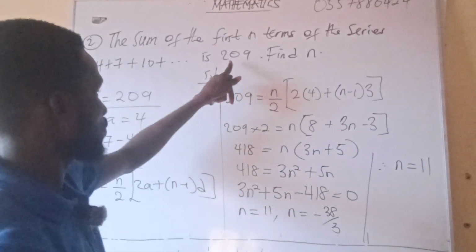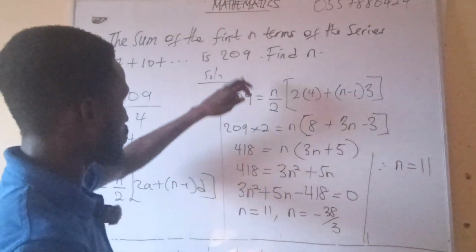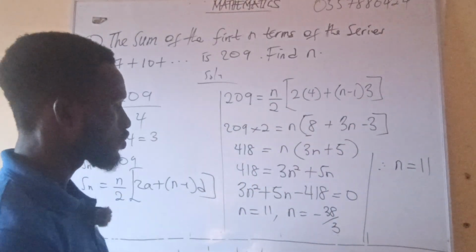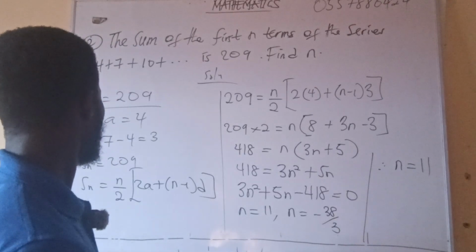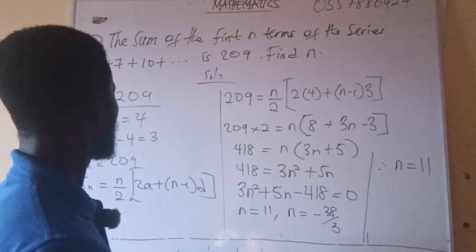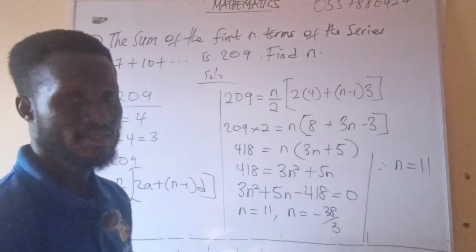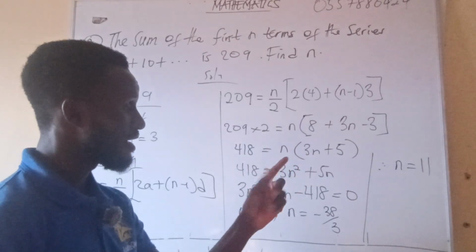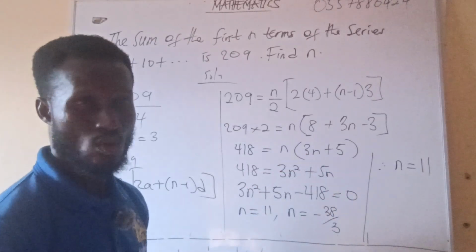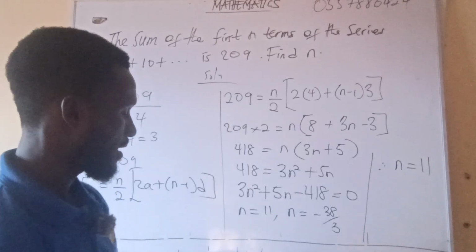From here to this one, we have 11 numbers. 11 numbers were added to get 209. Yes. So n is equal to 11. Ignore negative numbers, ignore fractional numbers.